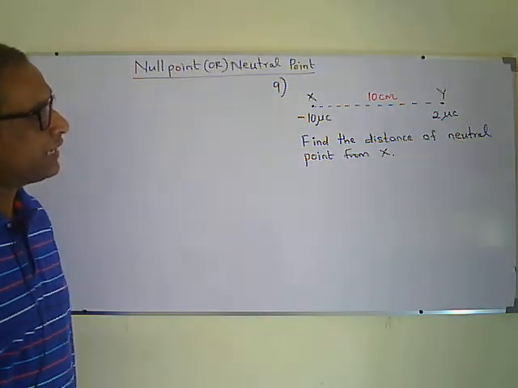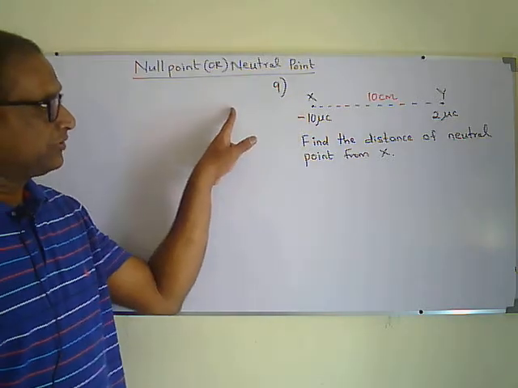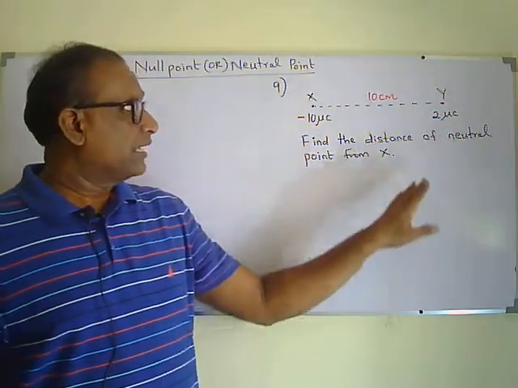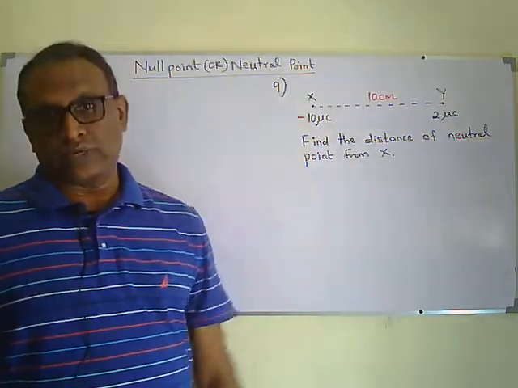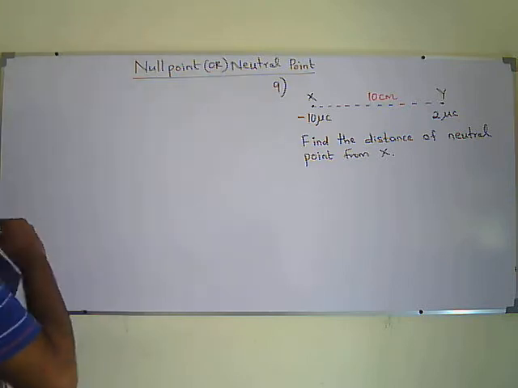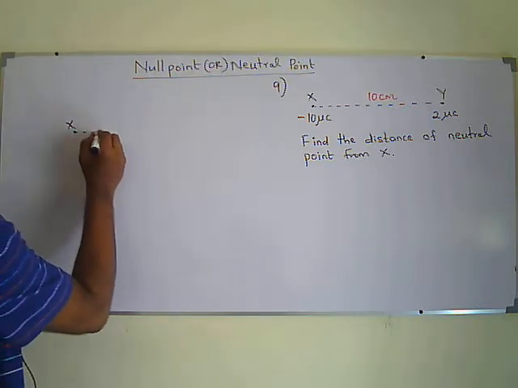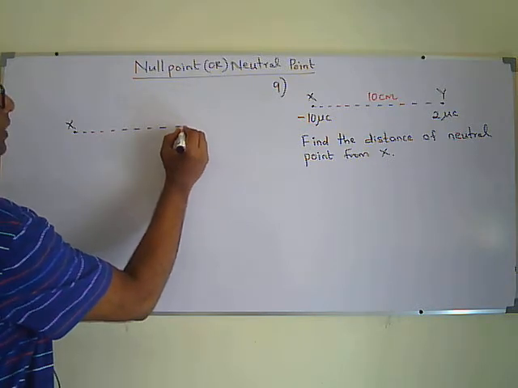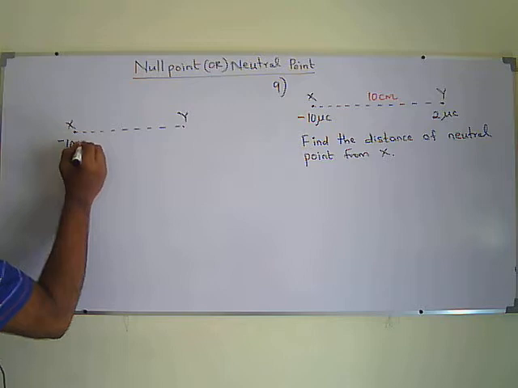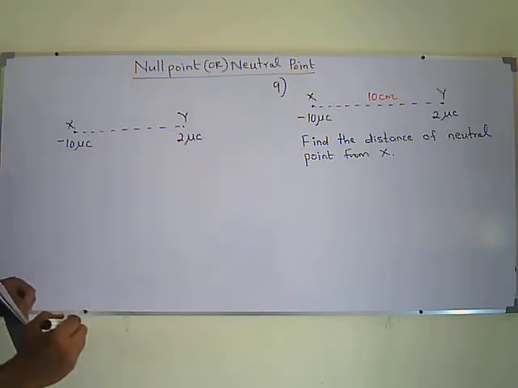Here also we will analyze where the null point can be. Can it be on the left of x, or on the right of y, or somewhere out of line xy? We'll analyze it, then we'll calculate the distance. I'll draw the same thing again. This is x, this is point y, this is minus 10, this is 2 microcoulomb, right?